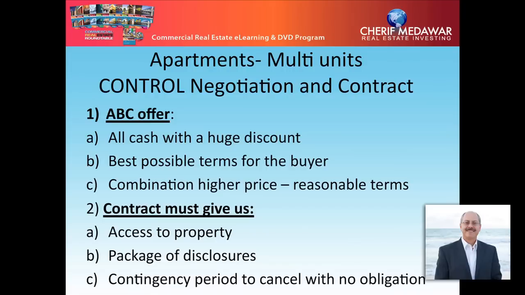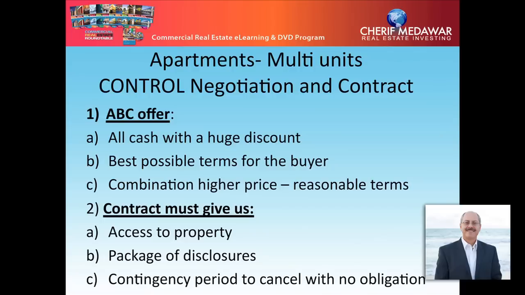Every contract you're going to do for an apartment building really gives you 3 things. Number 1, you want access to the property. That's all you care for. You want access to the property. Number 2, you want the package of disclosures. What did they do? Did they do the inspections? Did they have the backup for all they paid for utilities, this and this, all that stuff? You want the package of disclosures. That means all what they have to disclose to tell you about the property. And number 3, you want the contingency period to cancel your purchase agreement with no obligation.